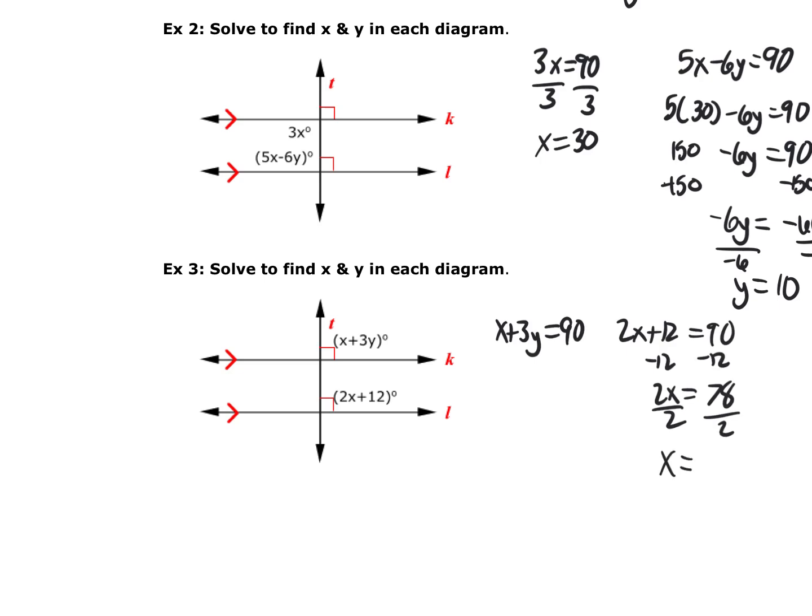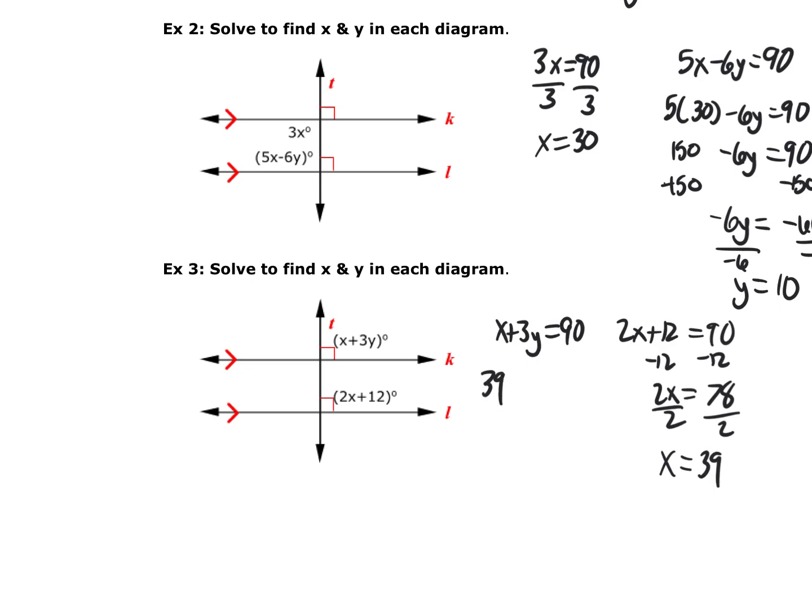by 2 to get, let's see, 7 divided by 2 is 3 with 1 left over, 3 and 18, 39, yes. So x is 39.